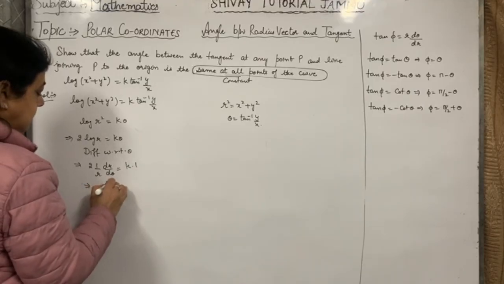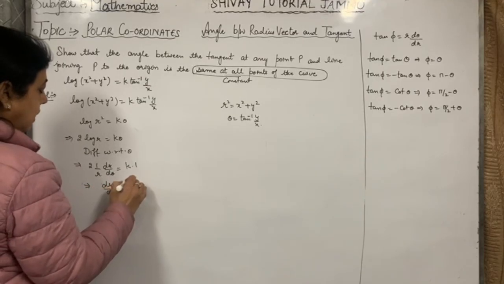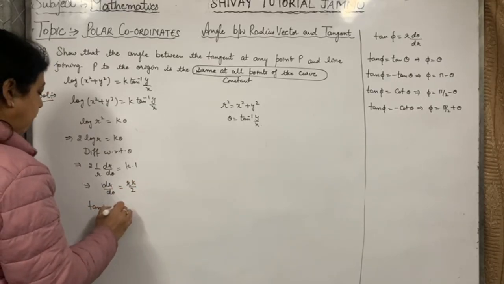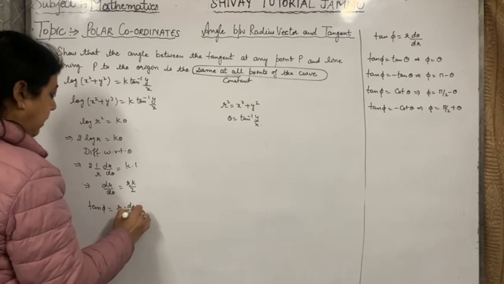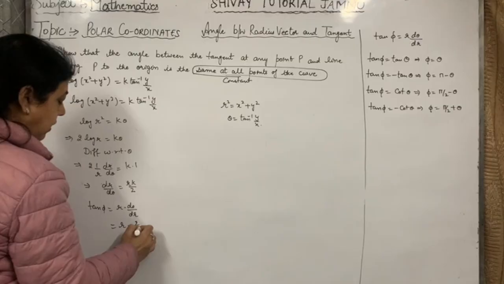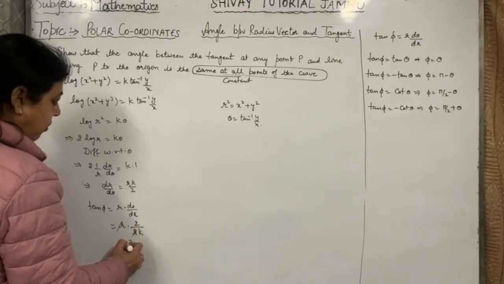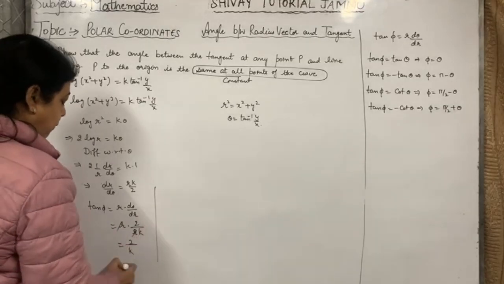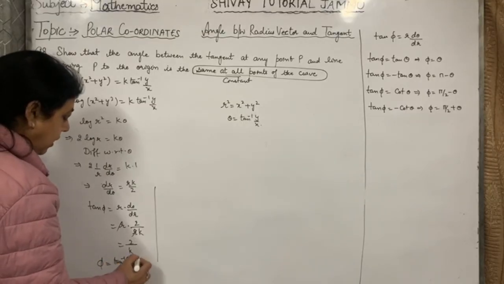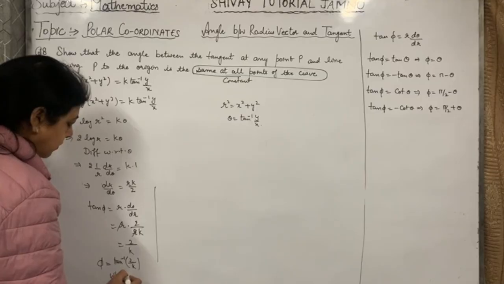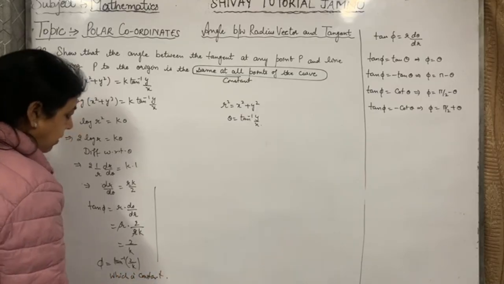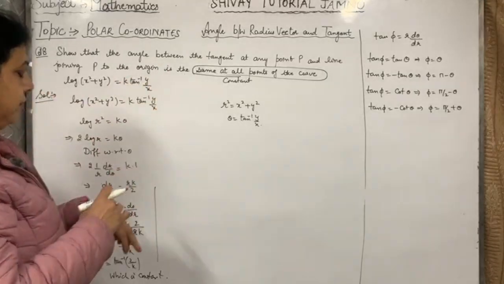Twice this is dr by d theta is r k upon 2 tan phi. Tan phi is r d theta by dr. R 2 upon r k, r cancel, 2 upon k. Phi is tan inverse 2 upon k, which is constant without theta. Therefore, it will remain same at all the points of the curve.